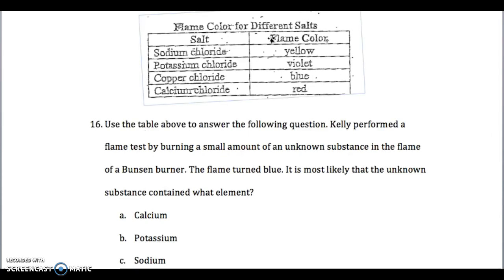In the flame color for different salts here, you have the salt. The first one's sodium chloride, the second one's potassium chloride, the third one's copper chloride, and the fourth one is calcium chloride. Under flame colors, you have yellow, violet, blue, and red.